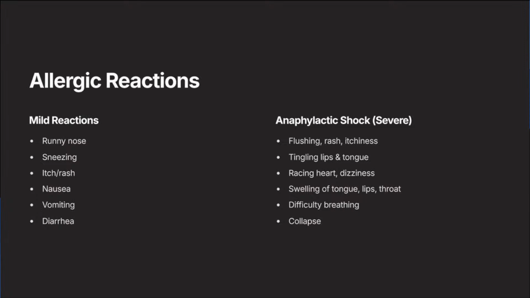Whenever it's severe anaphylactic shock, that's when the skin can become flushed. They have rashes, itchiness, tingling in the lips and tongue, a racing heart rate, dizziness, swelling of the tongue, lips, and throat, difficulty breathing, and they can actually collapse. Okay. And so that's when you'd be asking, hey, are you okay? And trying to figure out if you're about to start CPR.